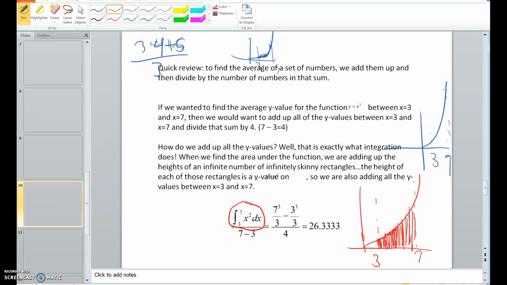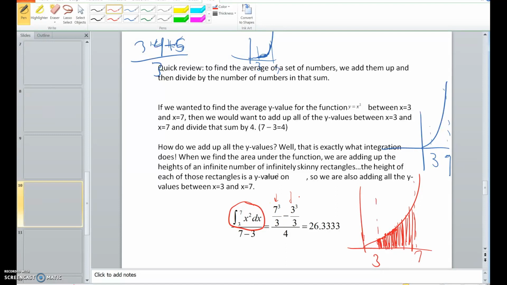So if I integrate x squared from 3 to 7, I will find the sum of all of the y values. Here you can see in this fraction, I went ahead and integrated. The antiderivative of x squared is x cubed over 3. And then I plugged in 7 and 3 and took the difference.